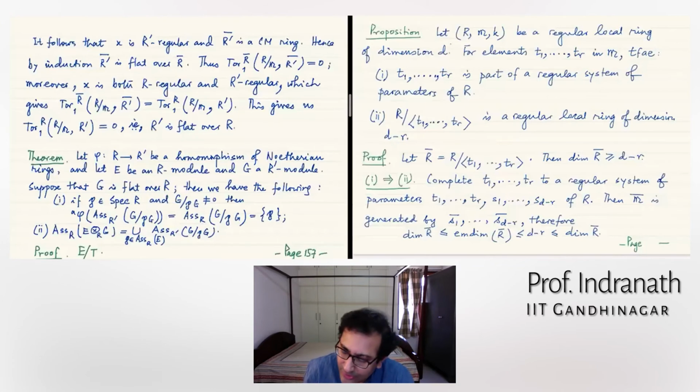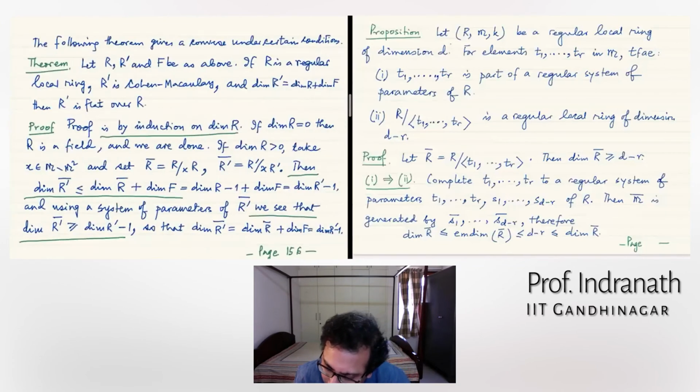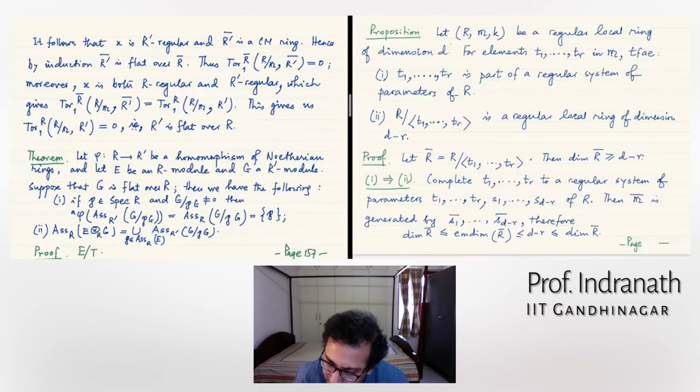Cohen-Macaulay. Now you have induction because you wanted R to be a regular local ring and R dash to be Cohen-Macaulay. So you wanted to make sure that both the things are true after you go modulo bar, right? So you have that. Therefore, you have R dash bar is flat over R bar. Now you have the Tor condition that therefore this is 0. Now, moreover, x is both R regular and R dash regular.